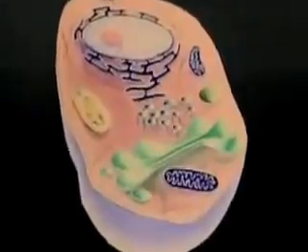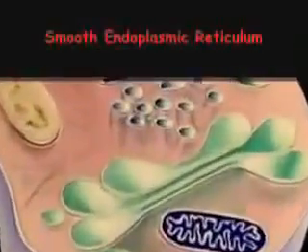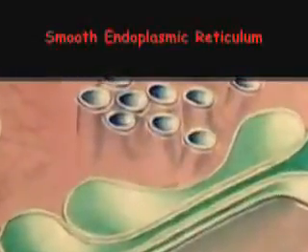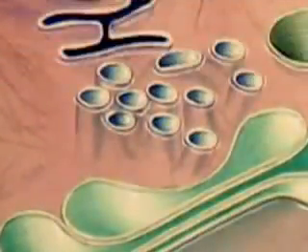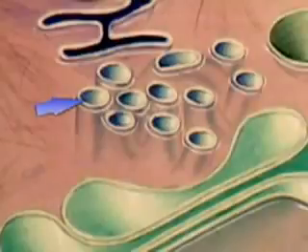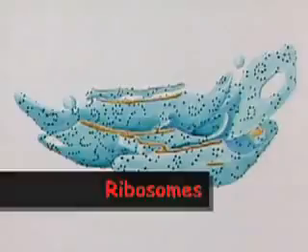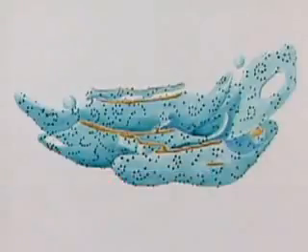Another type, called smooth endoplasmic reticulum, has no ribosomes attached to its surface, and thus appears much smoother than rough ER. Like rough ER, smooth endoplasmic reticulum serves as a storage area, mainly for proteins that will later be exported out of the cell. Ribosomes are the most numerous structures in the cell that may or may not be attached to the rough endoplasmic reticulum.